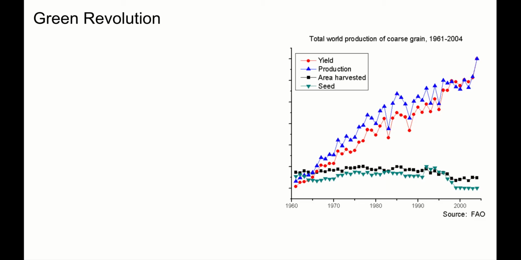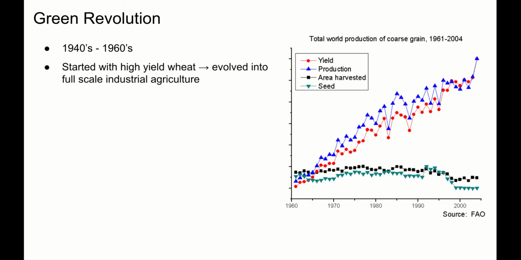And there was a ton of research that was done in the 1940s and 60s to change this landscape, to increase our crop yields. So the Green Revolution started with high-yield wheat, a new variety of wheat that just produced more grains than older varieties. But it really evolved into a full-scale industrial agriculture revolution. So we call the Green Revolution this period of time between the 1940s and 1960s when worldwide agriculture started transitioning from traditional agriculture to industrial agriculture.